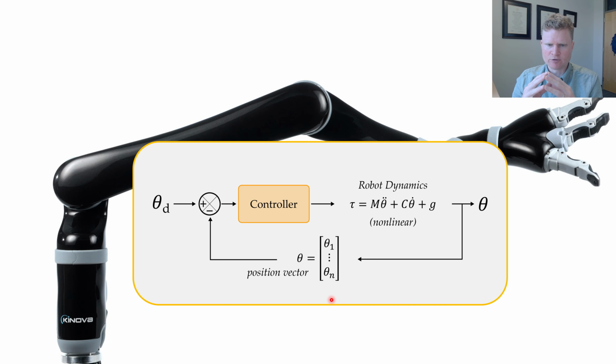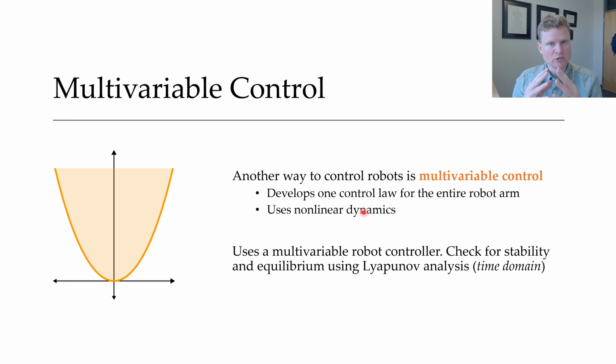The other common approach is multivariable control. And here I've just developed one controller for the entire robot arm. This controller is going to take in vectors of my desired joint position and my actual joint position, and then it's going to output a vector of the commanded joint torques. So again, multivariable control, that's the second common approach. And here we're developing one control law for the entire robot arm. But because this is a multi-body system with multiple inputs, multiple outputs, and nonlinear dynamics, we need to use different techniques in order to develop and analyze these controllers.